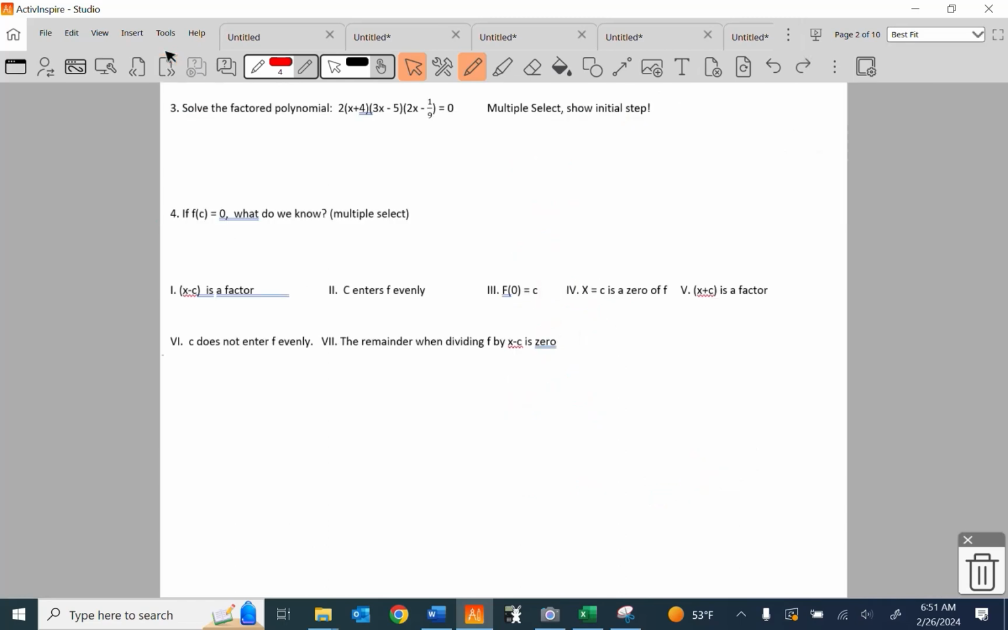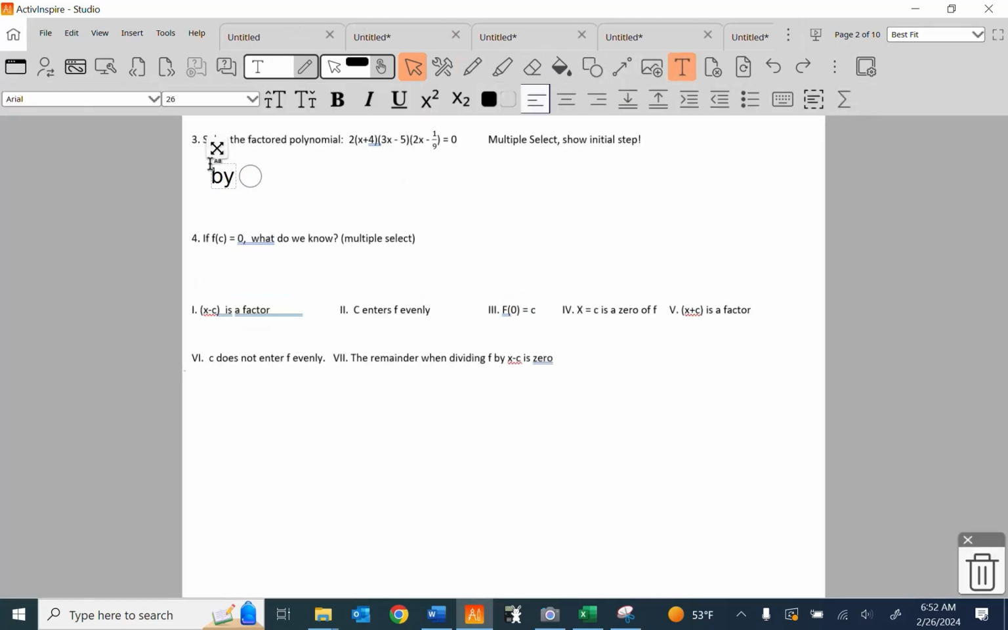Number 3, solve the factored polynomial. This will be multiple select. Show the initial setup. You're just going to use the zero product property. We should be able to get this by the zero product property. x plus 4 equals 0. We do a simple shift, so x is negative 4. Notice how the signs changed.